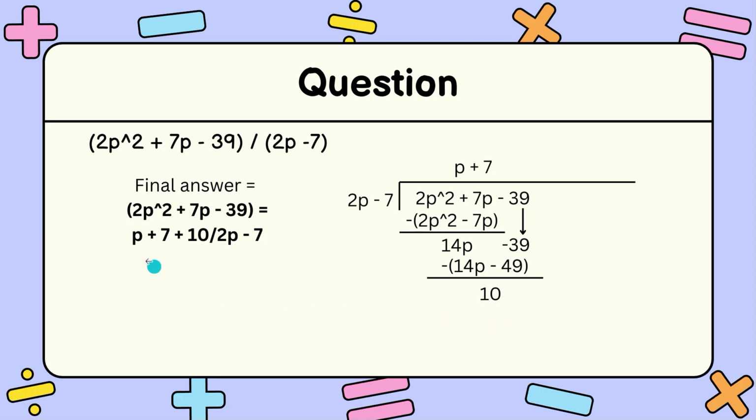And how we write our answer is we take our quotient plus our remainder divided by the divisor. So it will be p plus 7 plus 10 divided by 2p minus 7.